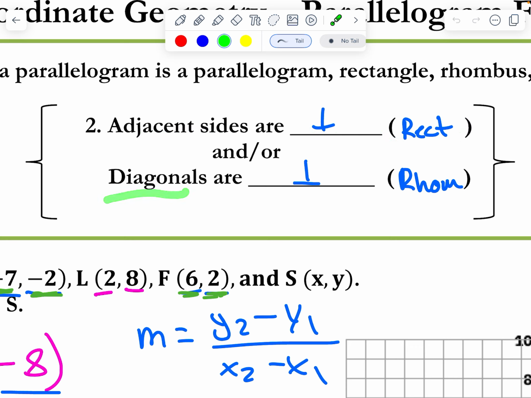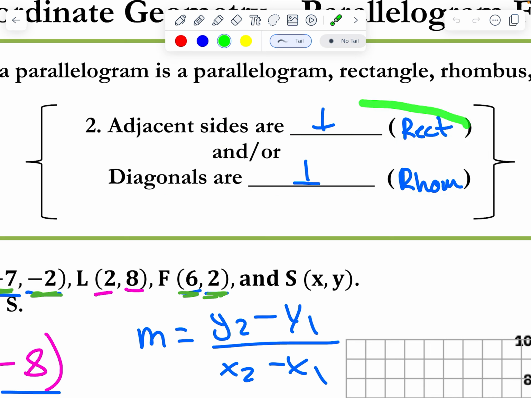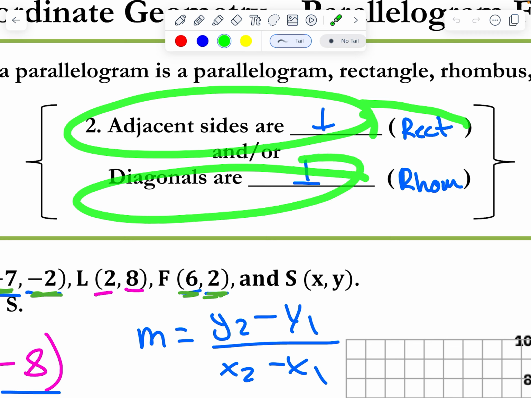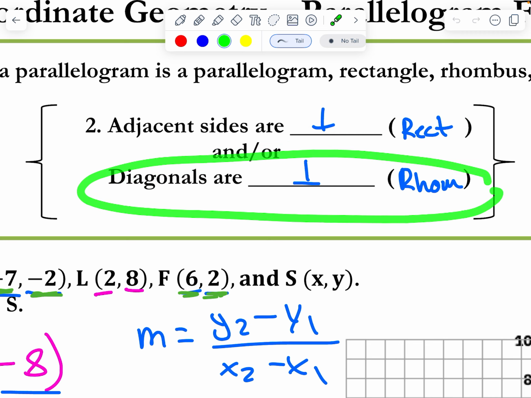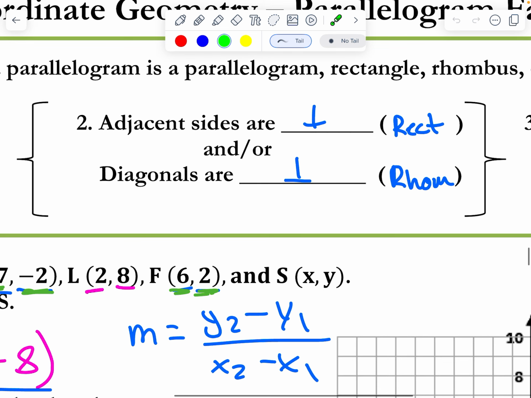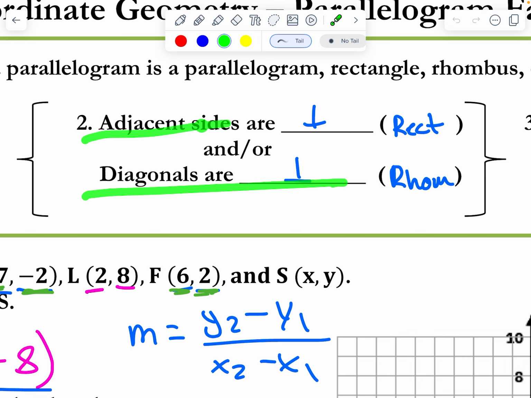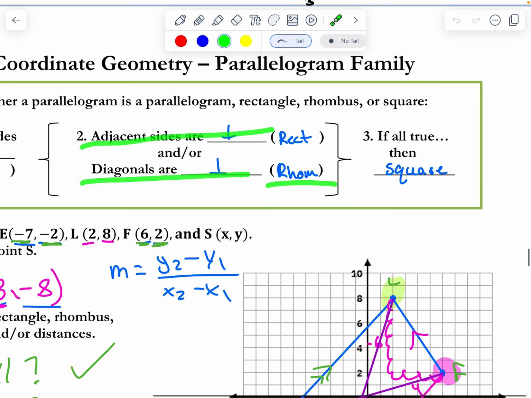And diagonals are not perpendicular, it would be a rectangle, right? So let me repeat that. If adjacent sides are perpendicular and diagonals are not perpendicular, then it's a rectangle. If the bottom is true, if diagonals are perpendicular and adjacent sides are not, then it's a rhombus. So it's one or the other. If adjacent sides are perpendicular and diagonals are not, it's a rectangle. If diagonals are perpendicular and adjacent sides are not, it's a rhombus. Because if both are true, then it's a square.